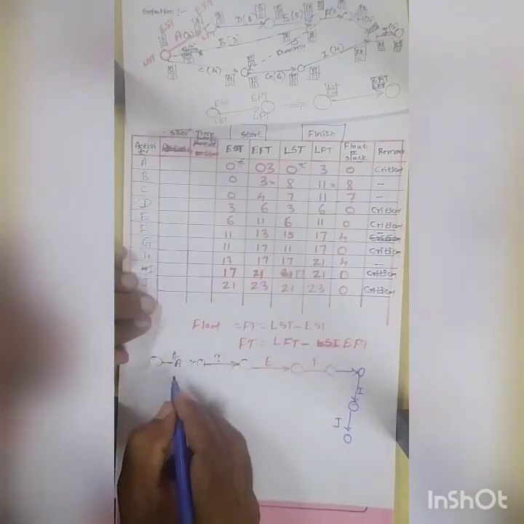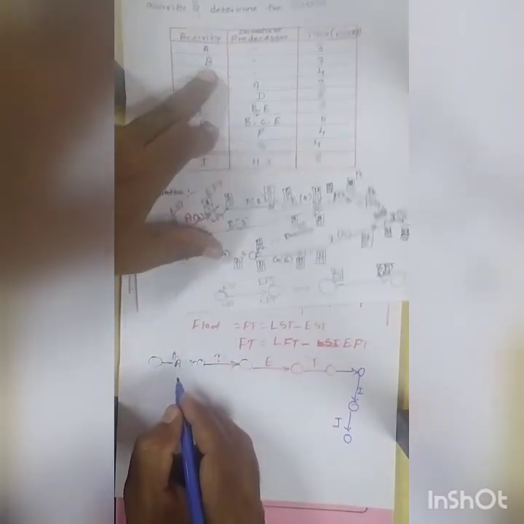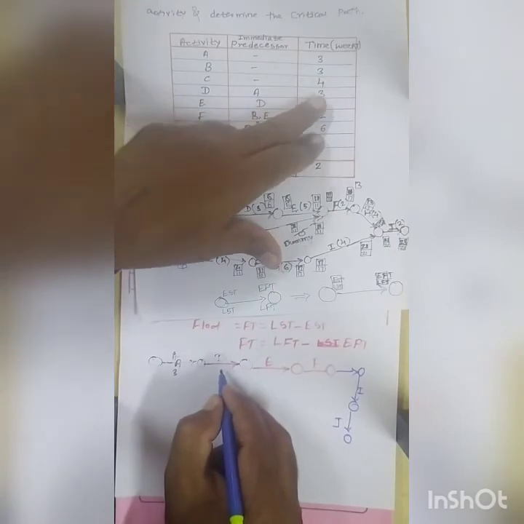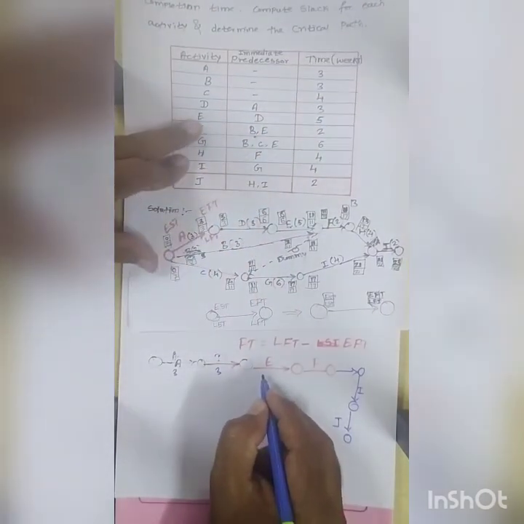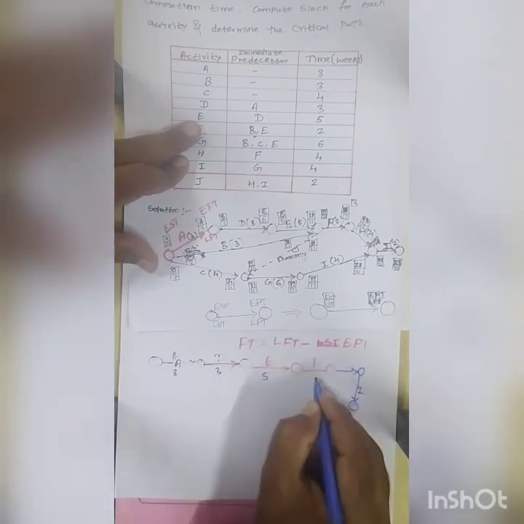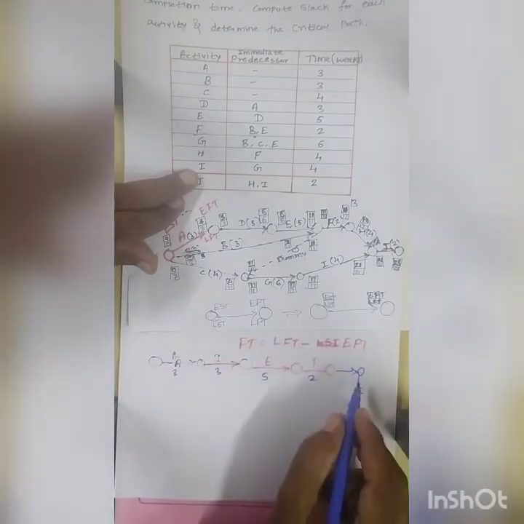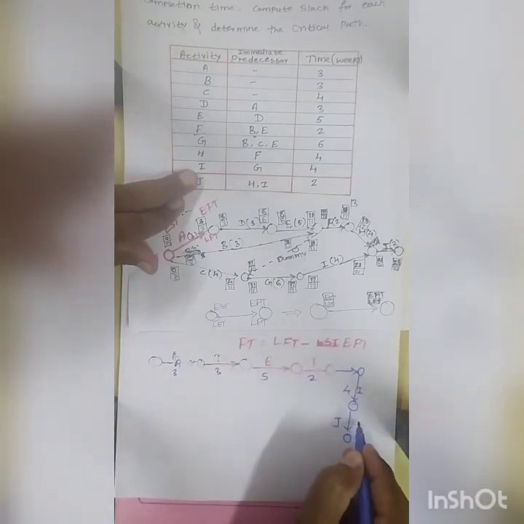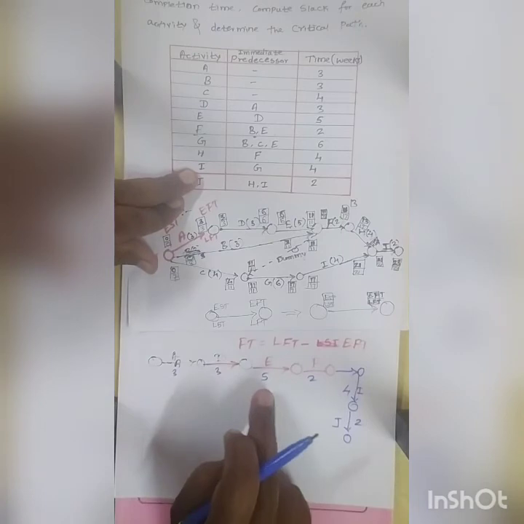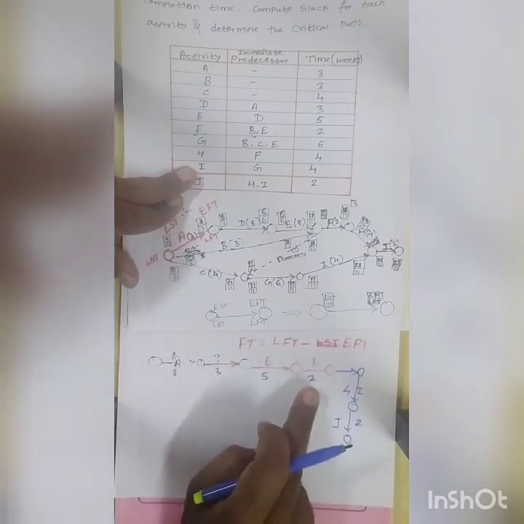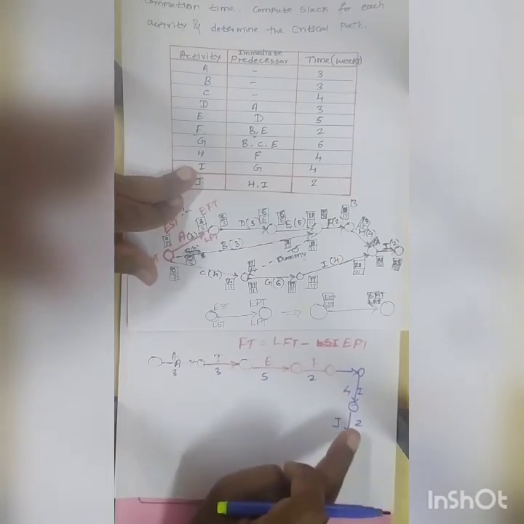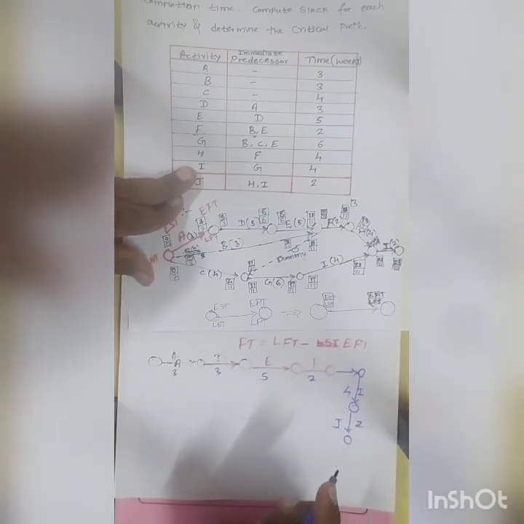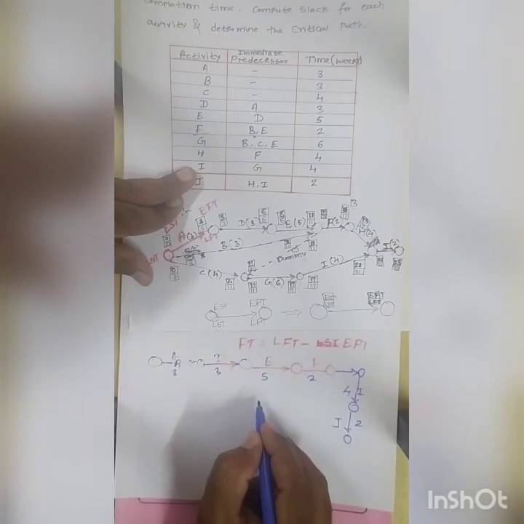The durations are given. Activity A is 3. Next D is 3. Activity E duration will be 5. Next F is 2. Next activity I is 4. So 3, 6, 11, 13, 17, 21.